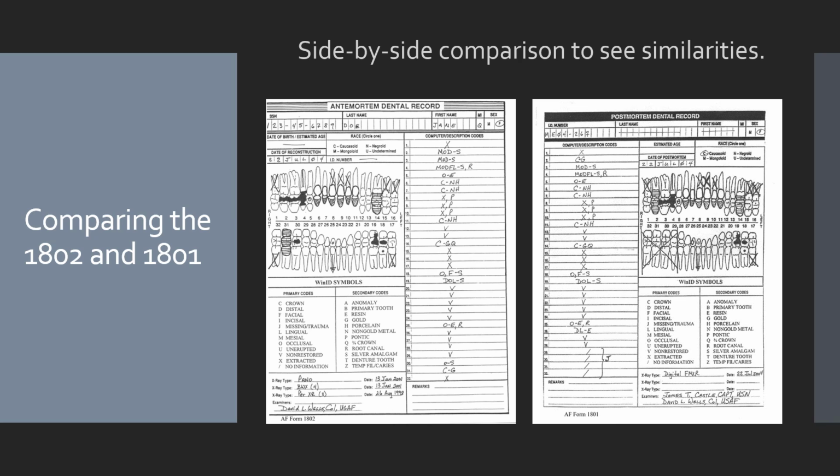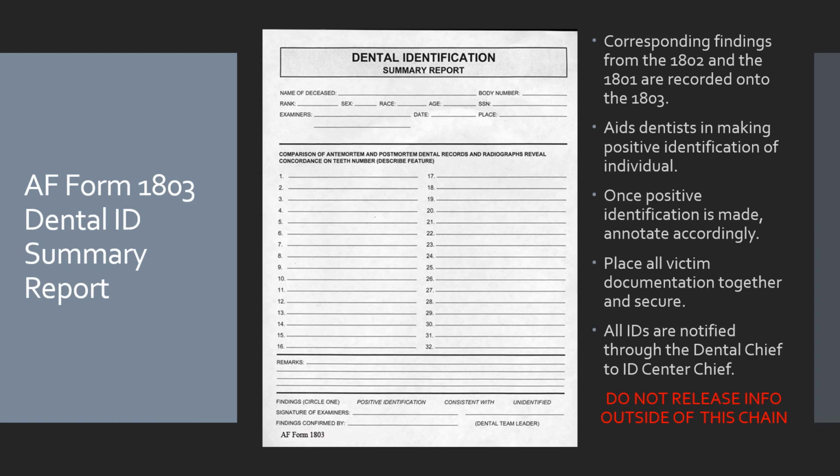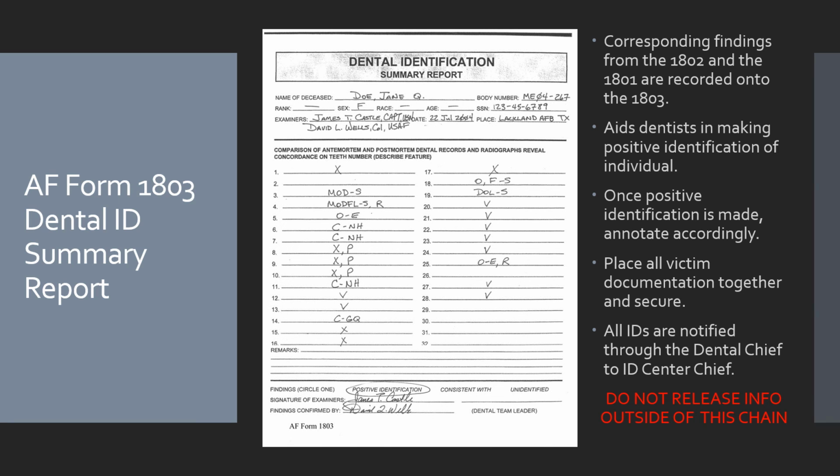Then the Form 1802 will be compared side by side with the Form 1801. After the two forms are compared, they will be used to fill out the Air Force Form 1803, Dental ID Summary Report. This is where they will chart corresponding findings from the 1802 and the 1801. It aids dentists in making positive identification of the individual. Once positive identification is made, it will be annotated accordingly. Then place all victim documentation together and secure it. All IDs are notified through the dental chief to the ID center chief. Do not release any information outside of this chain.